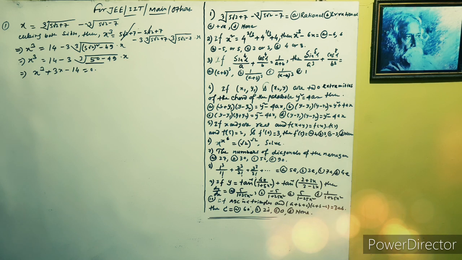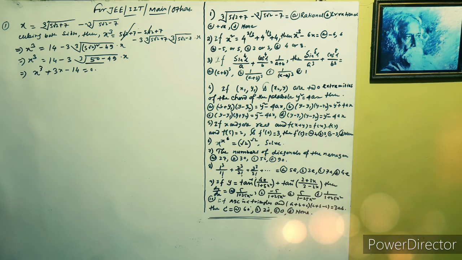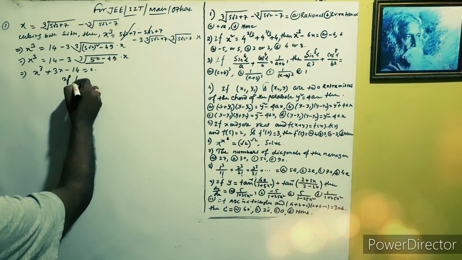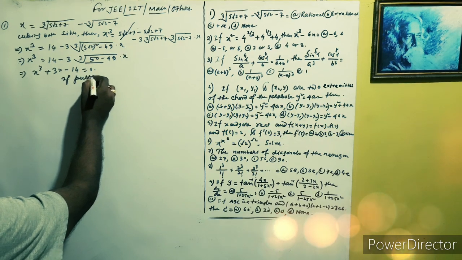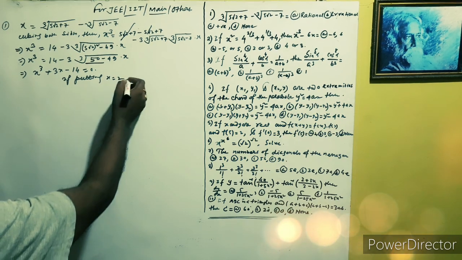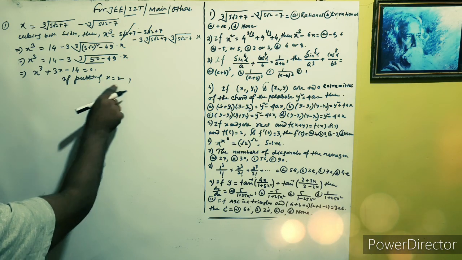Now we have to find the value of x by the trial and error method. If we put 1, then we get 1 plus 3 minus 14, which is minus 10. So that value does not satisfy. Putting x equal to 2, then this is 8 plus 6 equals 14, so it is satisfied. So one value of x is 2.